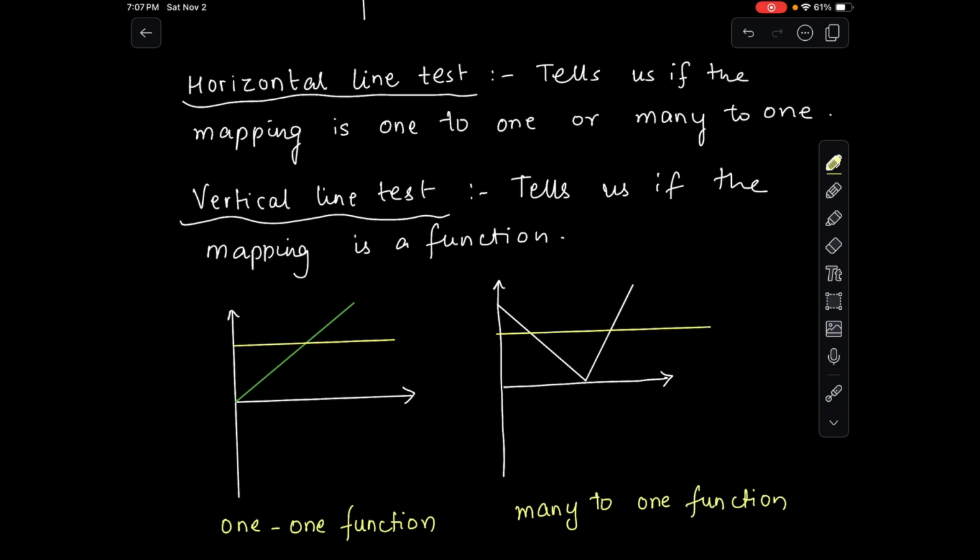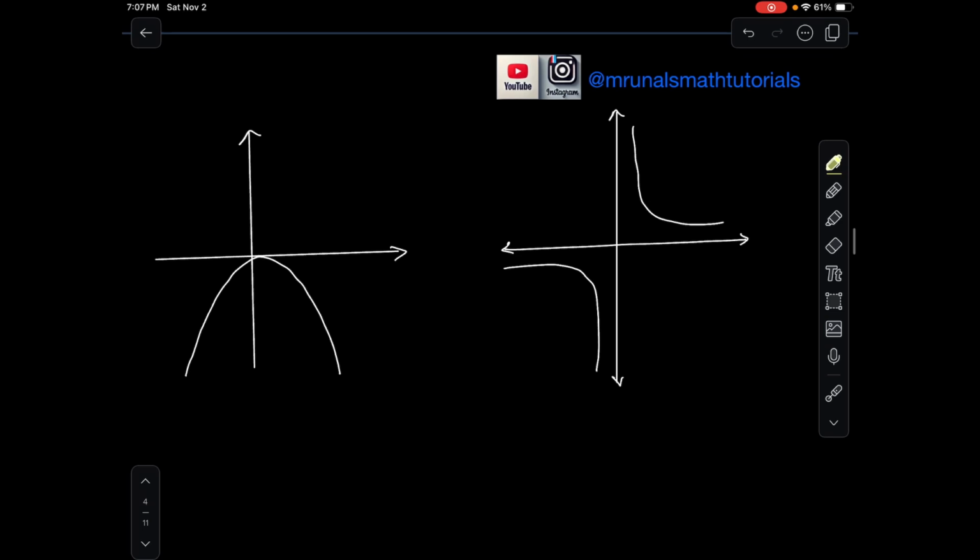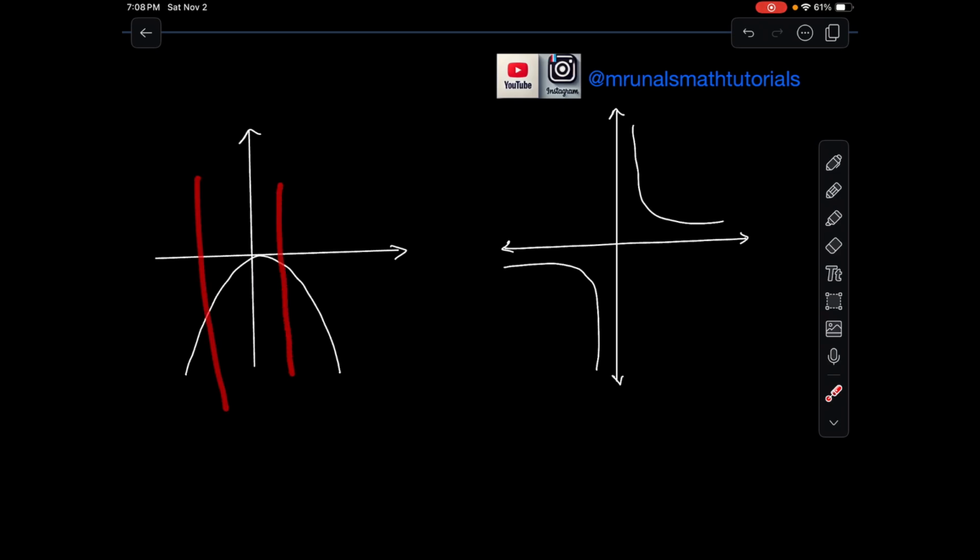Let us try some more examples. Over here, let us first identify if it is a function. So I will draw a vertical line. The vertical line is telling me that the line cuts the graph only at one place. That means this is a function. And now let us draw a horizontal line to identify if it is one-to-one or many-to-one. The horizontal line is telling me that this is a many-to-one function.